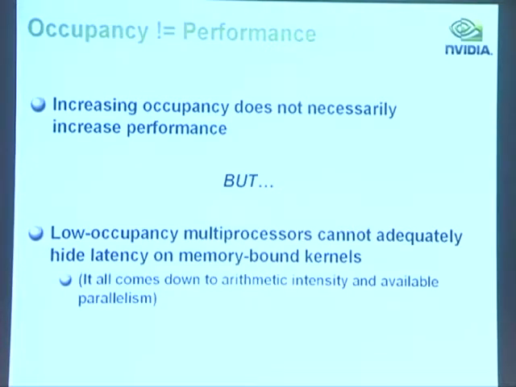Okay, now after talking all about occupancy, I want to stress that occupancy does not equal performance. You can write a lot of code where having low occupancy doesn't affect it that much. For example, if it has really high arithmetic intensity and enough threads to keep all 16 multiprocessors busy, then you don't really need to worry about occupancy. But low occupancy multiprocessors can't adequately hide memory latency if you're bound by that latency. So it all comes down to arithmetic intensity and the amount of available parallelism in your computation.